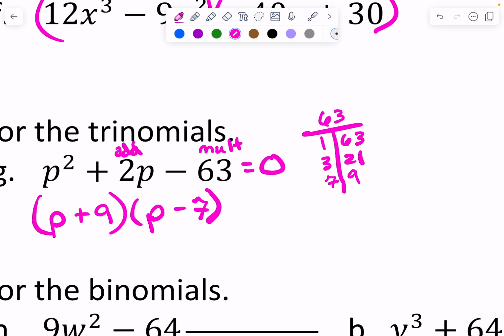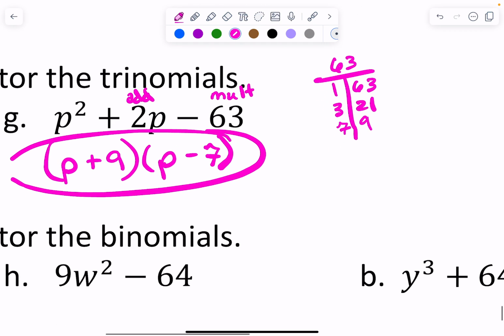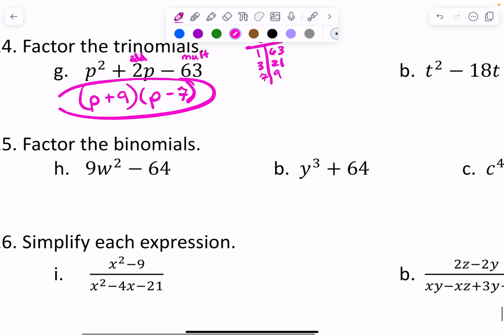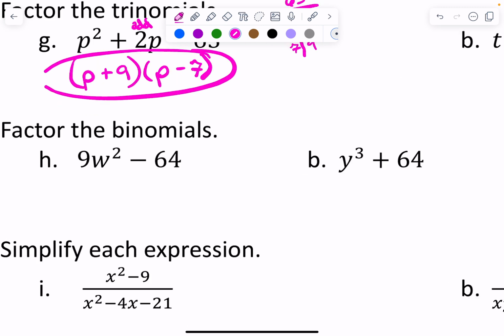Now, we don't have this set equal to 0. If we did, I would say P equals negative 9 and P equals 7, but I don't have that yet, so I'm going to leave that off. They just say factors, so we're done. Okay? All right, factor the binomials. Well, let's just label these. Like, what is this thing?